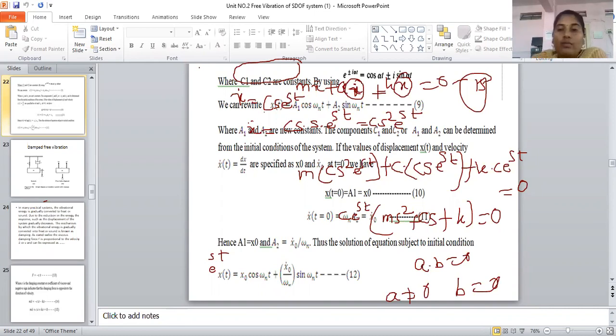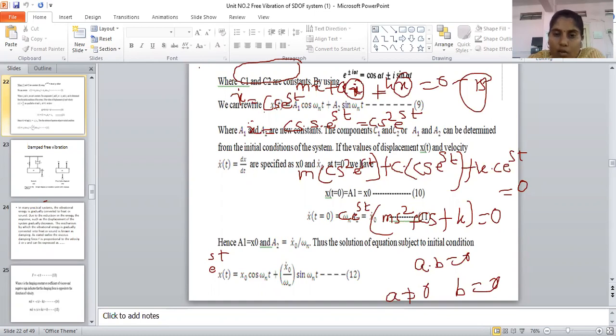I hope all of you have understood up to this. By putting x of t is equal to c into e raised to st, that is equation number 16, we can calculate the first derivative, x dot is equal to c into s into e raised to st, because the derivative of e raised to st is s into e raised to st. And again, if we take the second derivative, x double dot is equal to c into s into the derivative of e raised to st, which again gives s into e raised to st, so it becomes cs square into e raised to st.